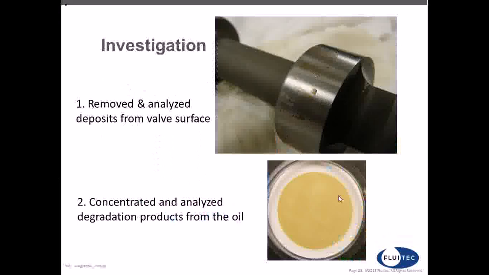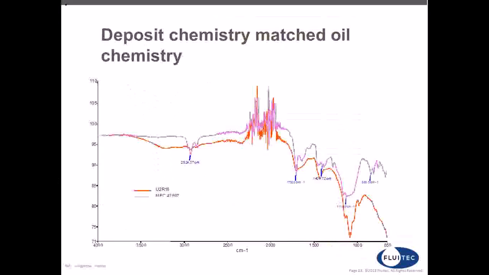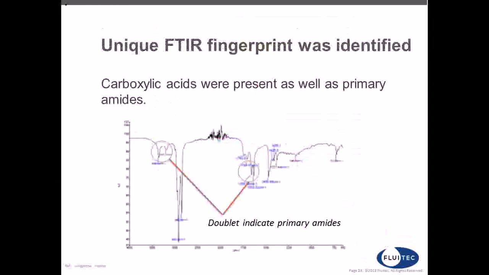We analyzed both the deposits in the valve and the deposits pulled out of the oil, and it matched. The interesting component of this, though, is that there was a very unique signature that we identified in the infrared analysis. These two little doublets here indicate that there's a substance called a primary amide. We also saw a lot of evidence of carboxylic acids. And carboxylic acids are a very common type of degradation mechanism through oxidation.